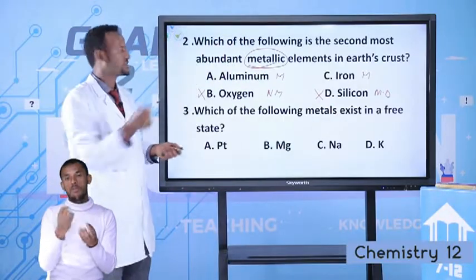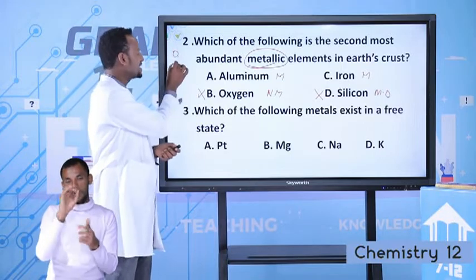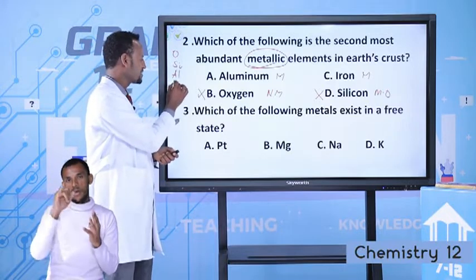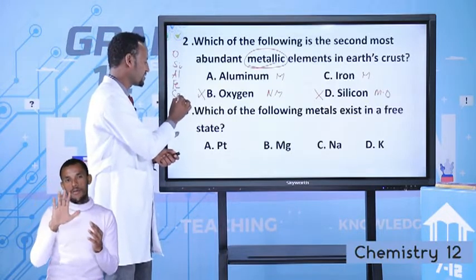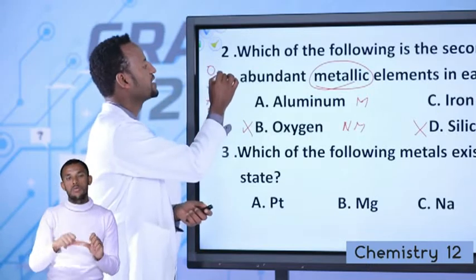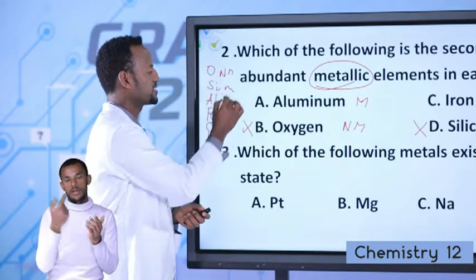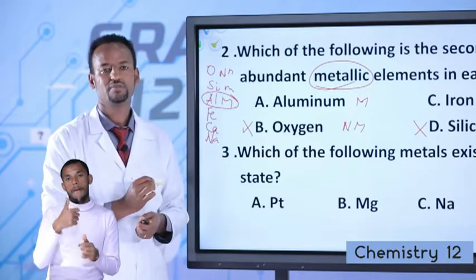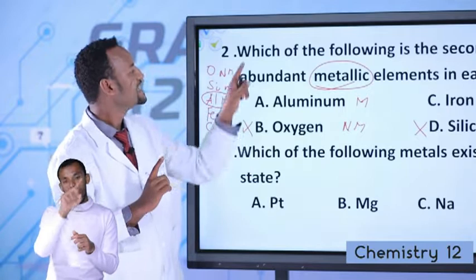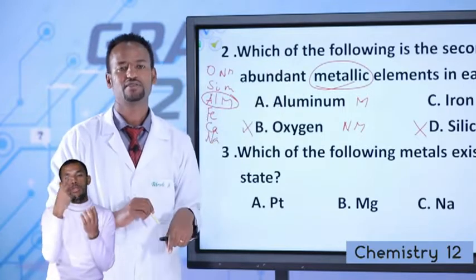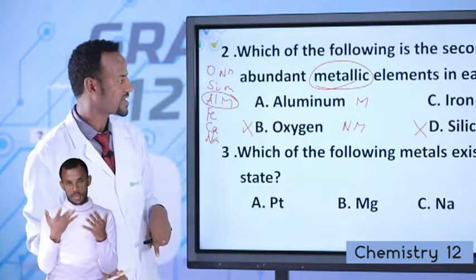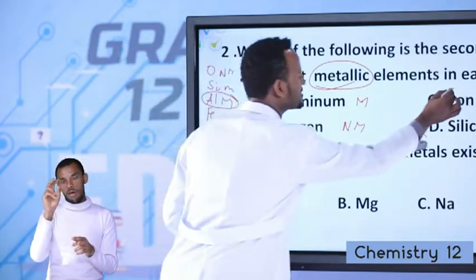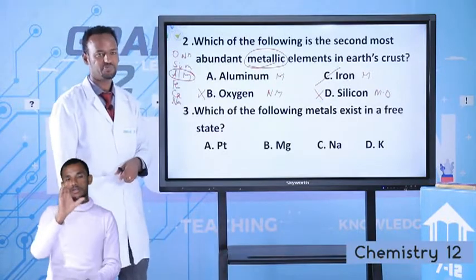What is the most abundant element? Oxygen. The second, silicon. The third, aluminium. The fourth, iron. The fifth, calcium, sodium, and so on. Oxygen is non-metal, silicon is metalloid, aluminium is metal. Therefore, the most abundant metallic element is aluminium. But the question is, the second most abundant metallic element. Aluminium or iron? Iron. Therefore, the answer is choice C.